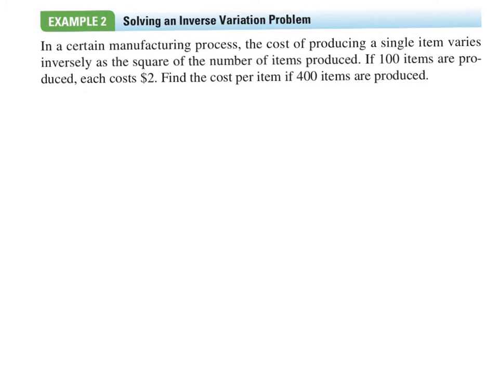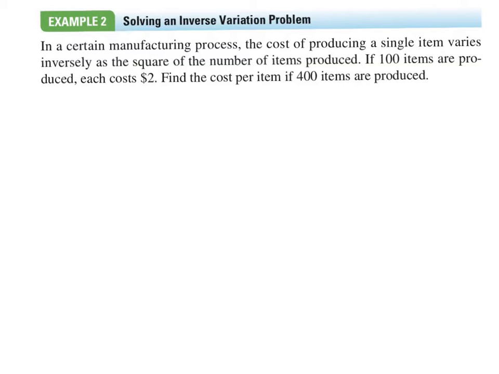Alright, here's an example over inverse variation. It says in a certain manufacturing process, the cost of producing a simple item varies inversely as the square of the number of items produced. If 100 items are produced, each costs $2. Find the cost per item if 400 items are produced.